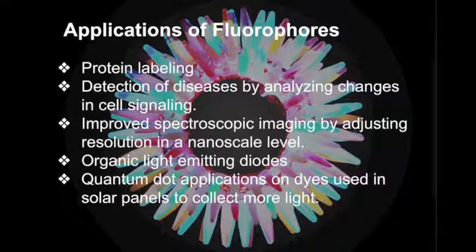Application of fluorophores. Since we know the properties of fluorophores, here are some useful scientific applications. Fluorophores can be used as a probe for solvation and protein labeling. They can also be used to analyze cytoplasmic fluid in the examination of diseases that cause changes in cell signaling. Fluorophores also make imaging at a nanoscale level possible, and they can be used to gather more light energy.